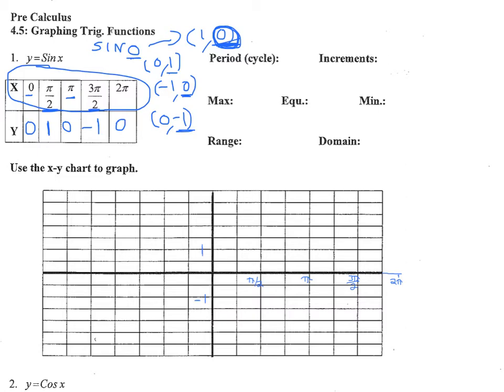Okay, so if I graph this, my first point is at the origin, 0, 0. Then the next point, pi over 2 is 1, which is right up here. Then I have pi is 0, which is right here. Then I have 3 pi over 2, -1, which is right down here. And then 2 pi is 0, which is right here. So I'm connecting it. I'm going to make my sine wave. Alright, so there is my sine wave right there.